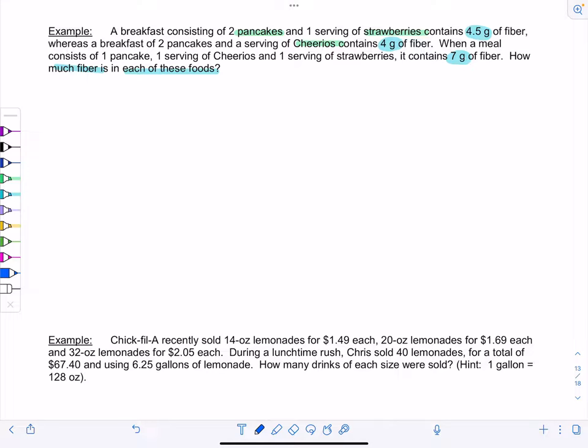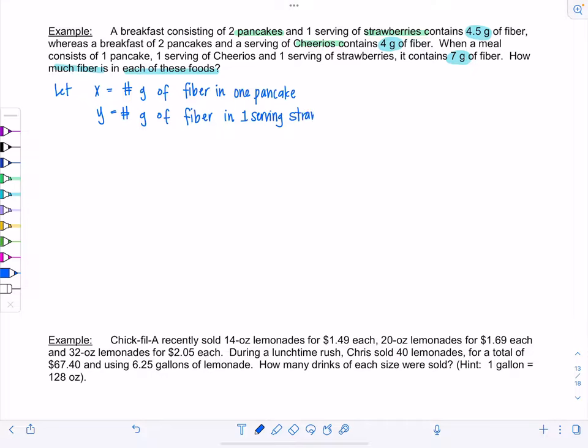Okay, X, Y, and Z. I usually match the variables to each quantity in the order that they appear in the word problem. So for example, we're talking about pancakes first, so I'm going to let X be the number of grams of fiber in one pancake. And then Y is going to be the number of grams of fiber in one serving of strawberries.